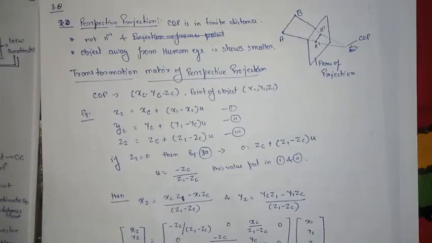In this topic, we will discuss the second type of projection, called perspective projection. In parallel projection, as I told you, the projectors are parallel to the view plane, and at that time your COP, the center of projection, lies at infinite distance. But in perspective projection, the COP is at a finite distance.